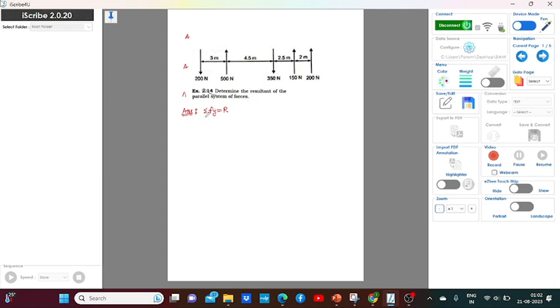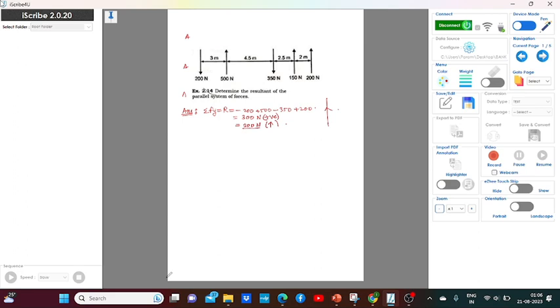Resultant downward going negative, upward going positive. So it will be minus 200 plus 500 minus 350 and plus 200. Total force value is nothing but 300. So my resultant is 300 Newton, which is positive. Positive means 300 Newton going in the upward direction. This is how you have to write. Now I know that my resultant is 300 and it is going in the upward direction.